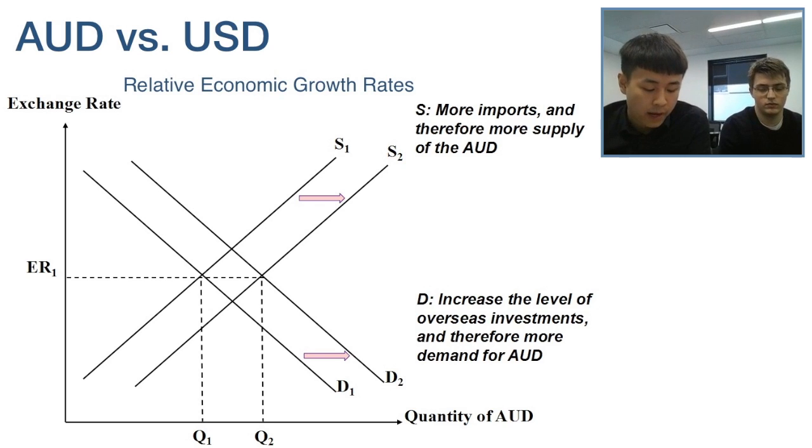One effect of higher levels of economic growth is an increased demand for imports. This will increase the supply of the AUD and shift the supply curve to the right. And higher levels of economic growth increase the level of overseas investment and therefore more demand for AUD. At this time, the supply and the demand for AUD both go up, so the exchange rate stays the same.